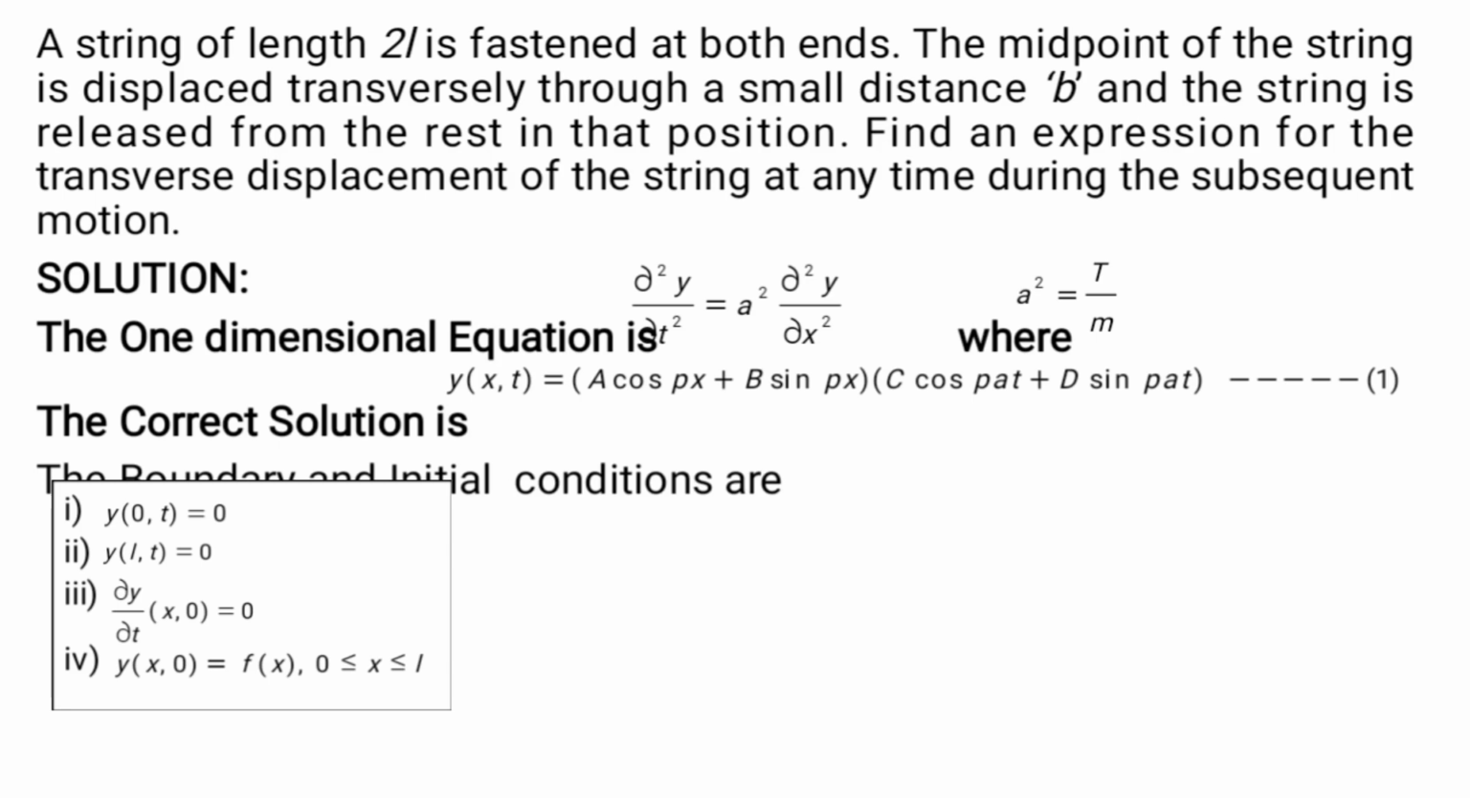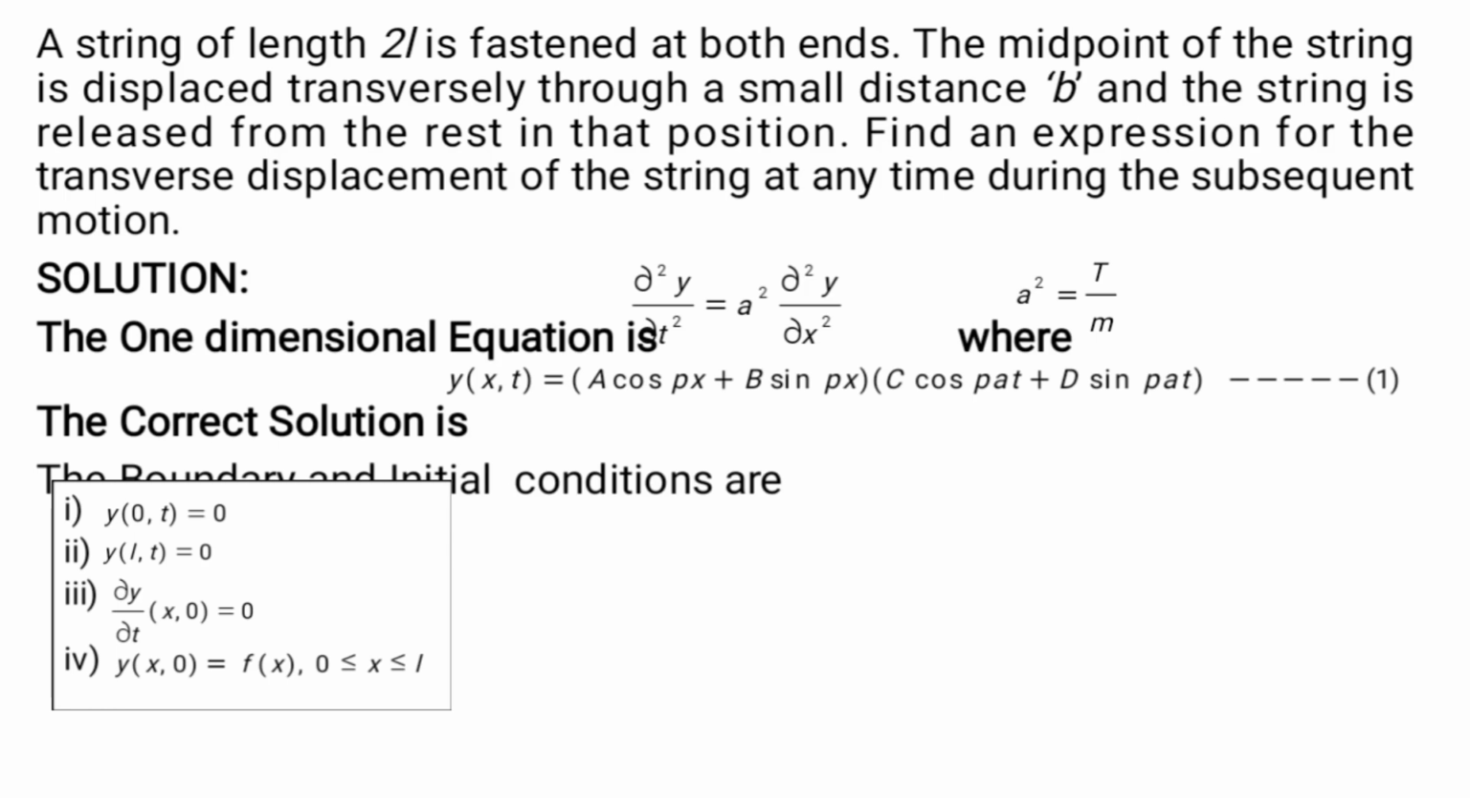The equation is ∂²y/∂t² = α² ∂²y/∂x², where α² equals T by m, T being the tension of the string and m the mass of the string. The correct solution is y of x comma t equal to (a cos px plus b sin px)(c cos pat plus d sin pat).